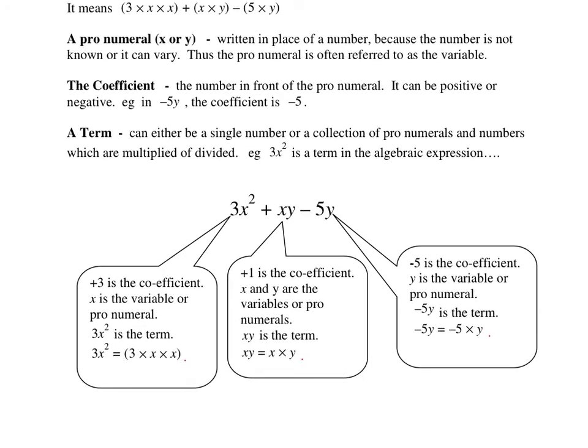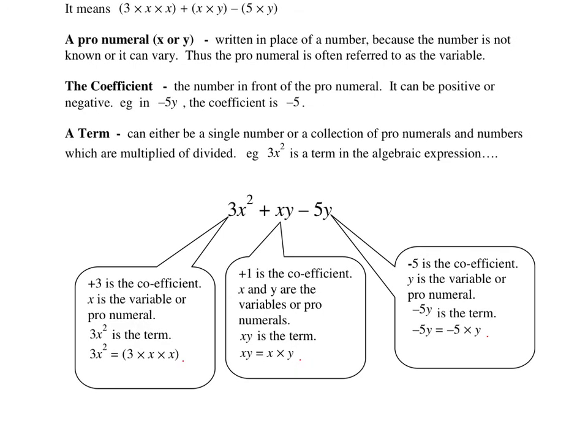We've got 3x squared. So 3x squared. 3 is the coefficient. There's only one variable here, it's x. Can also call it the pronumeral, and the whole term is 3x squared, and it means 3 multiplied by x multiplied by x.